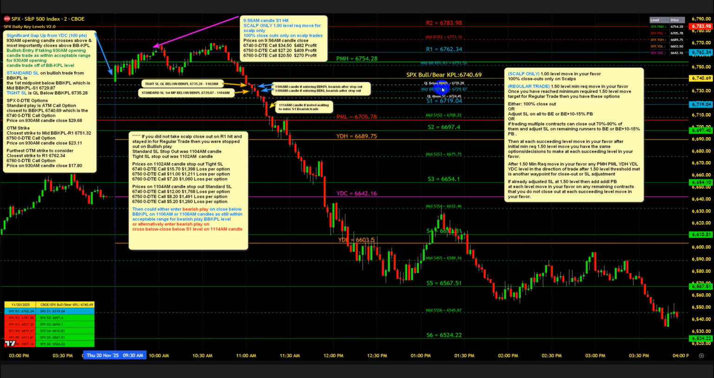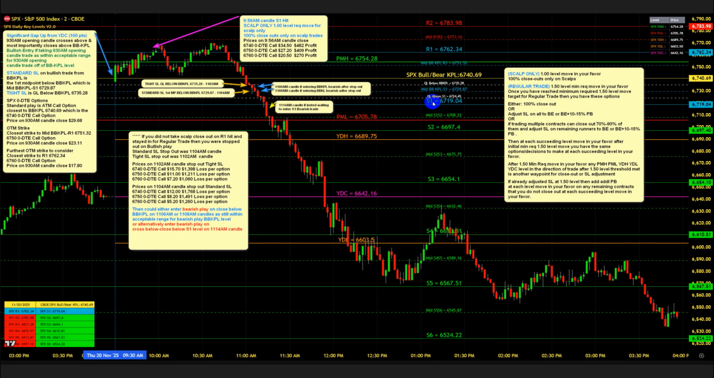The midpoint levels that you see here above and below are going to be your standard stop loss levels. So the midpoint levels above a level are going to be your standard stop losses on bearish trades from a particular level, and the midpoint levels below a particular level are going to be your standard stop losses for bullish trades from that particular level.